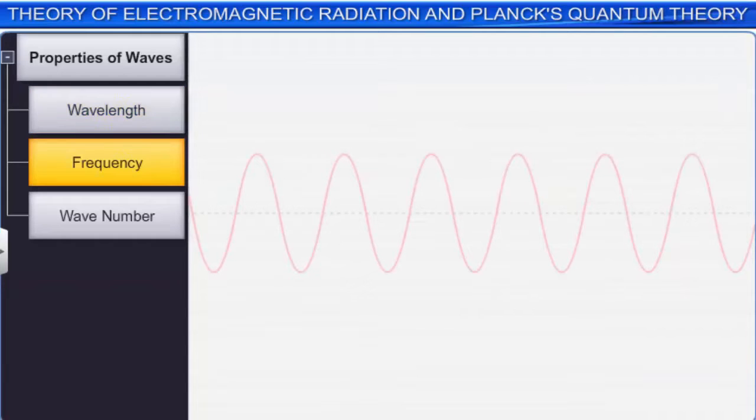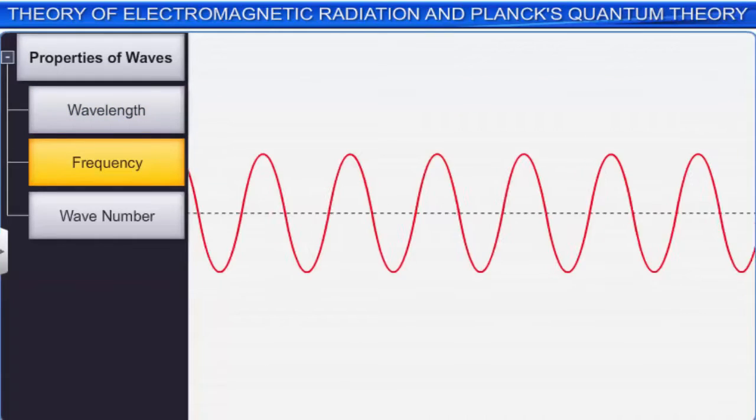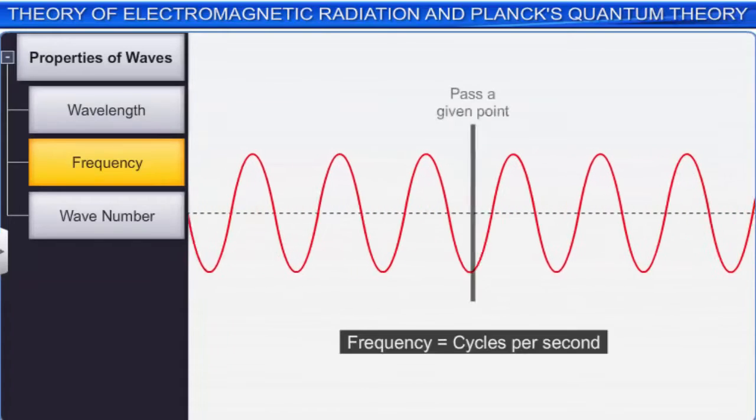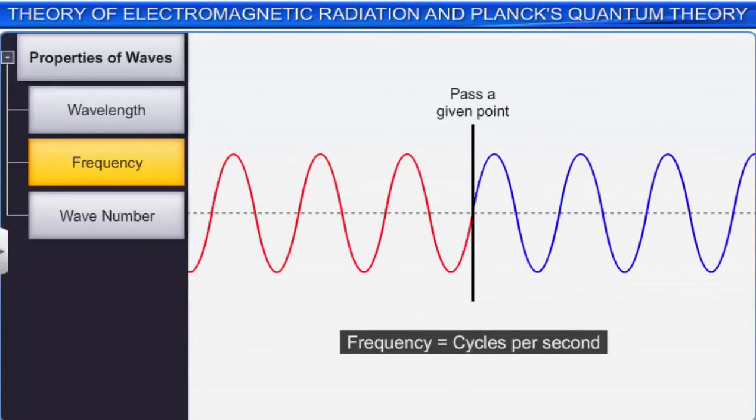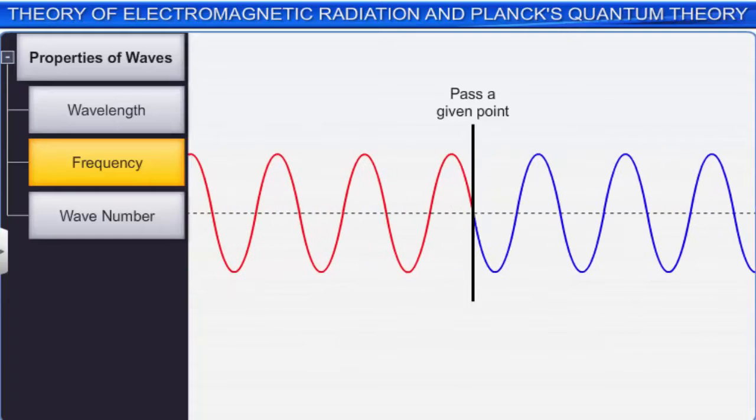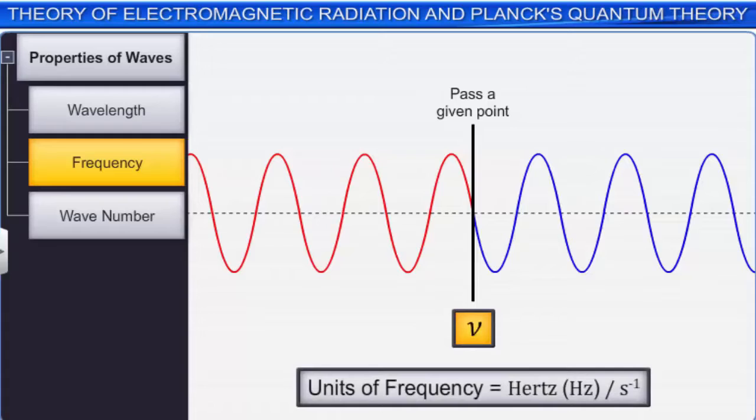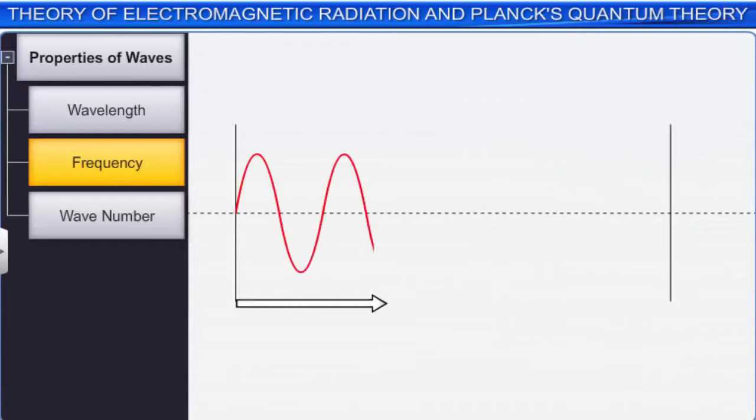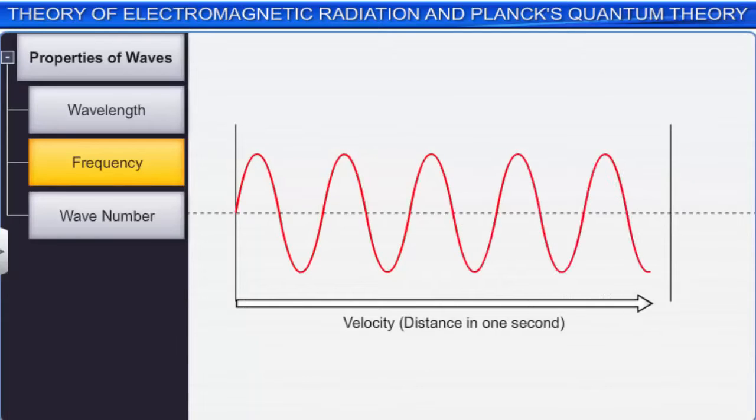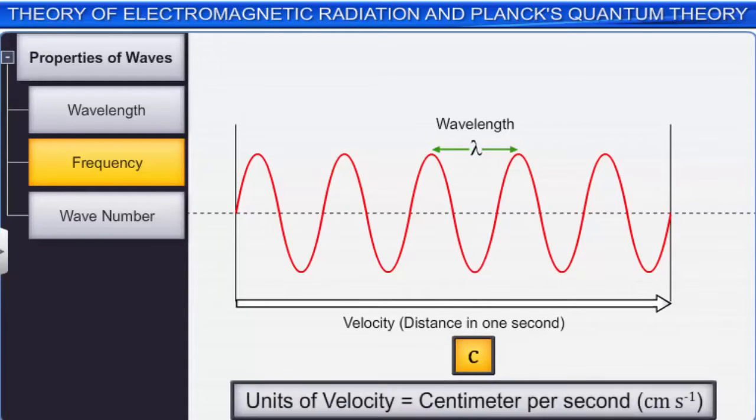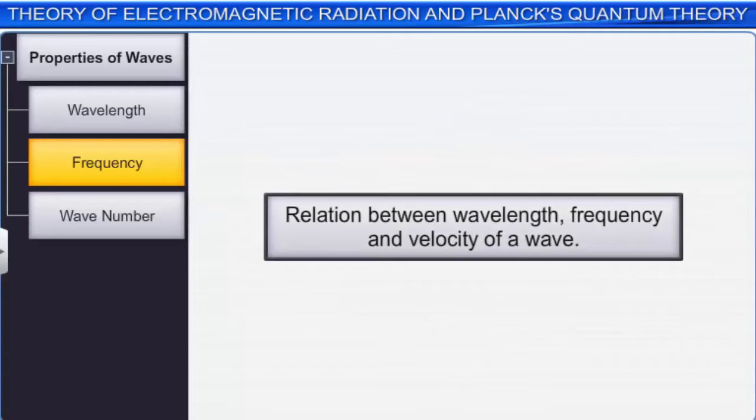The next characteristic of a wave is the frequency. Frequency is the number of waves that pass a given point in 1 second. It is denoted by the symbol nu and is expressed in hertz. Velocity of a wave is defined as the distance traveled by a wave in 1 second. It is denoted by c and is expressed in centimeters per second.